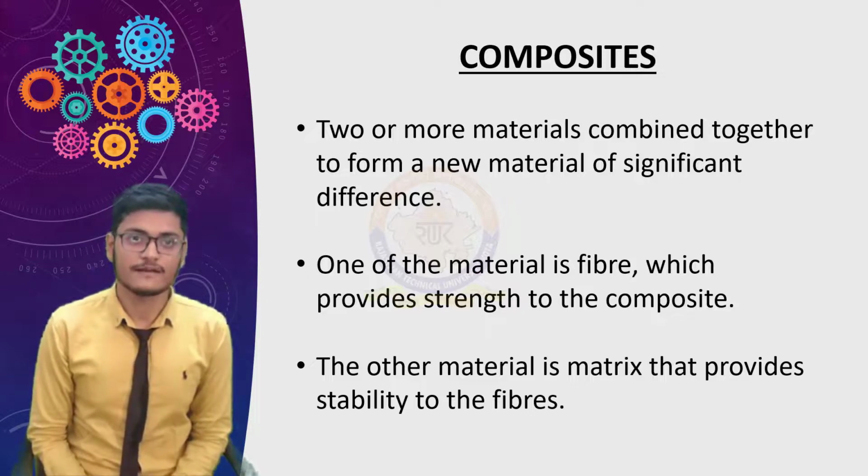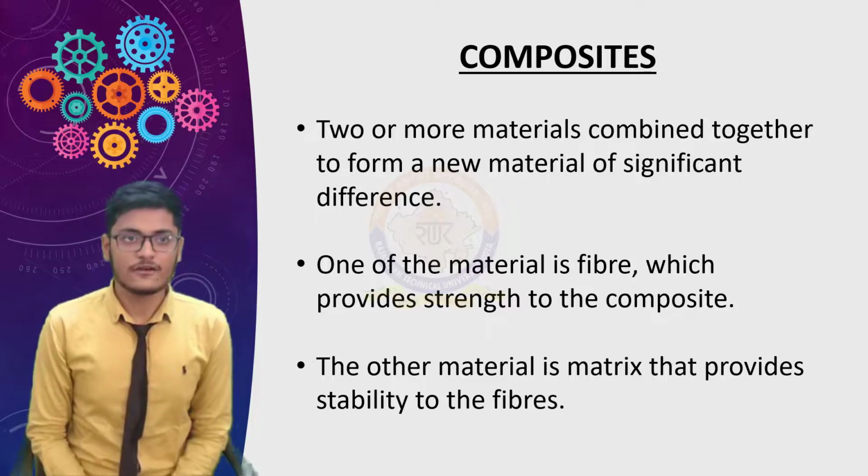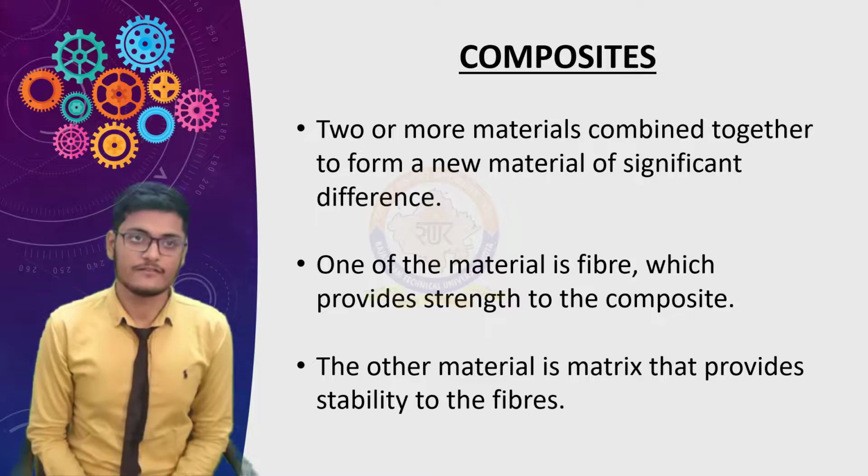One is the fiber, and the other is known as the matrix. The job of the fiber in a composite is to provide strength to the composite, while the matrix supports the fiber and makes sure that the load is properly divided among the fibers. And also, it helps to protect the fibers from various environmental factors like corrosion or degradation.